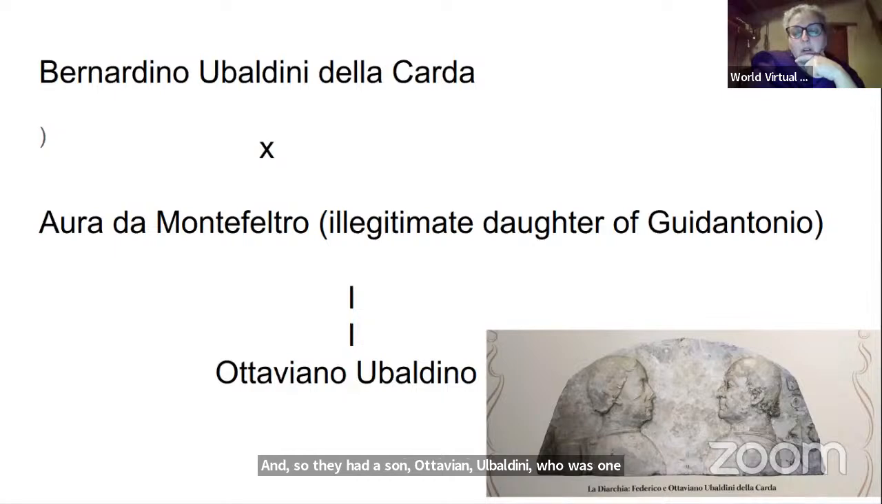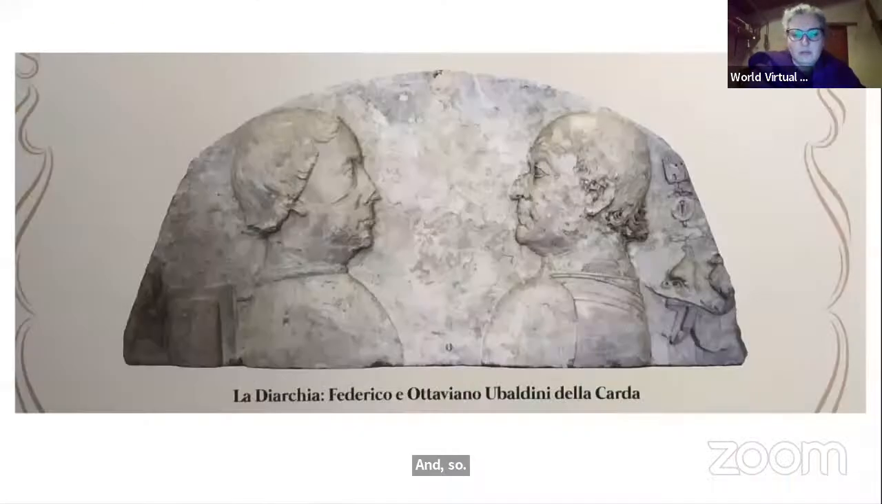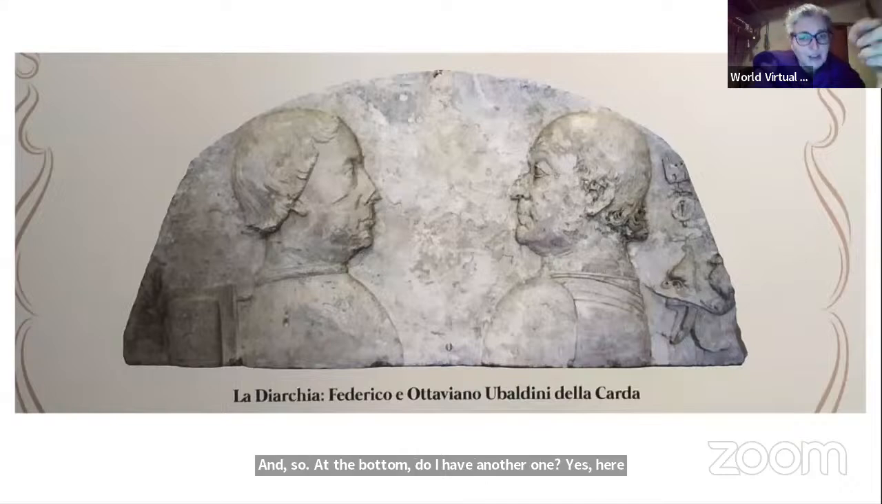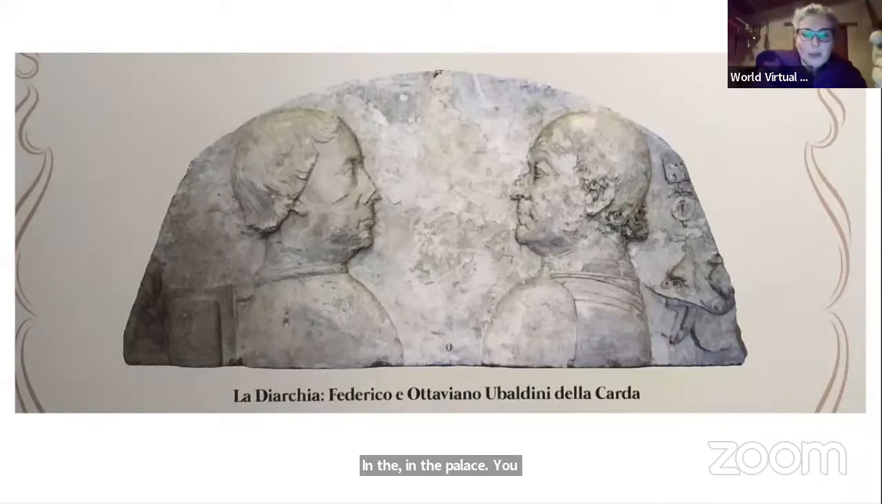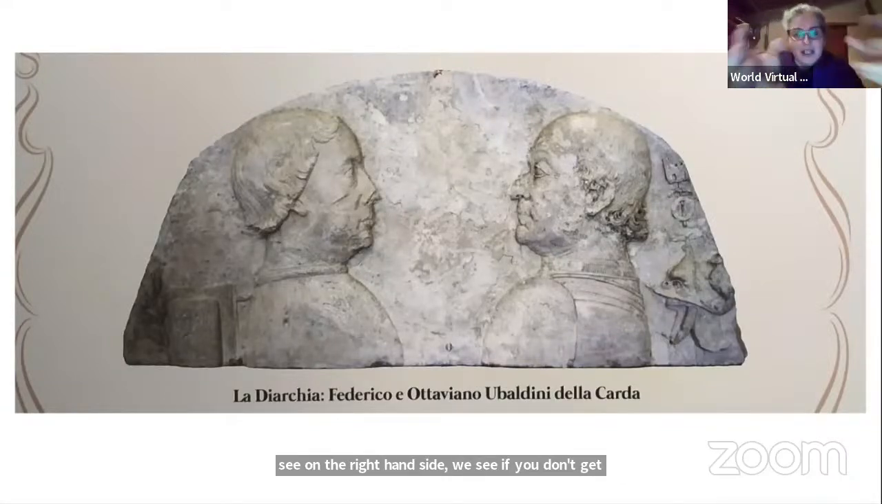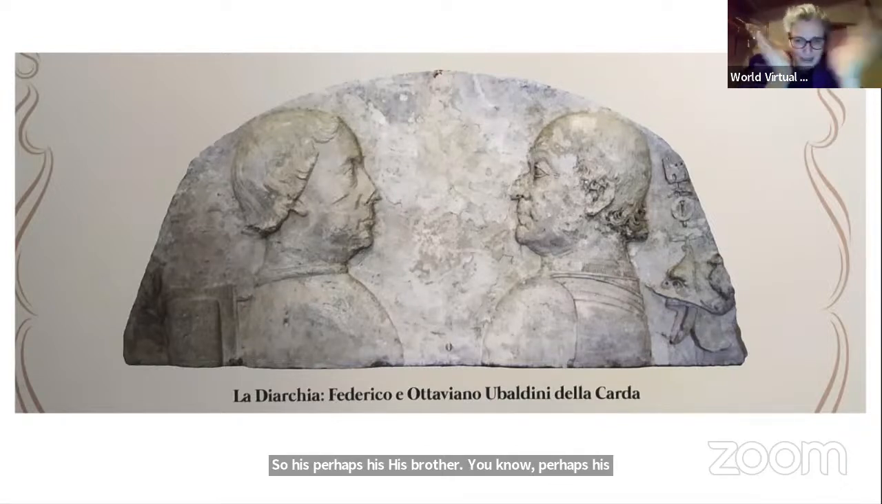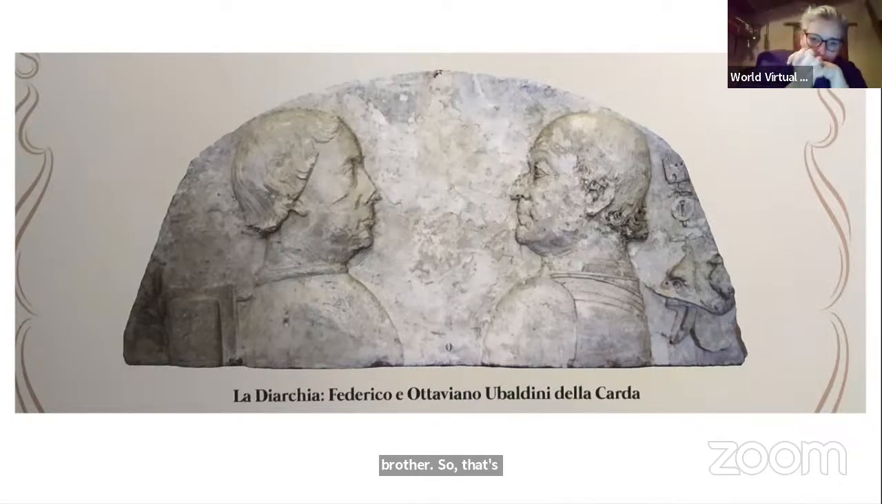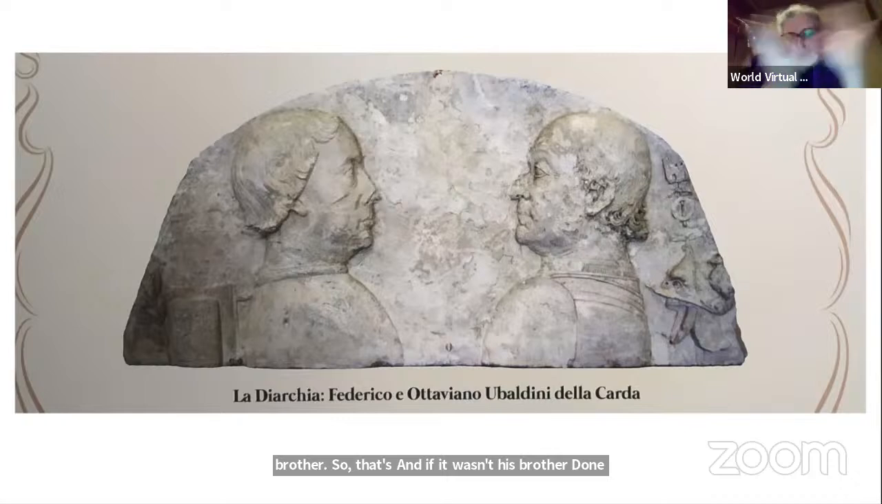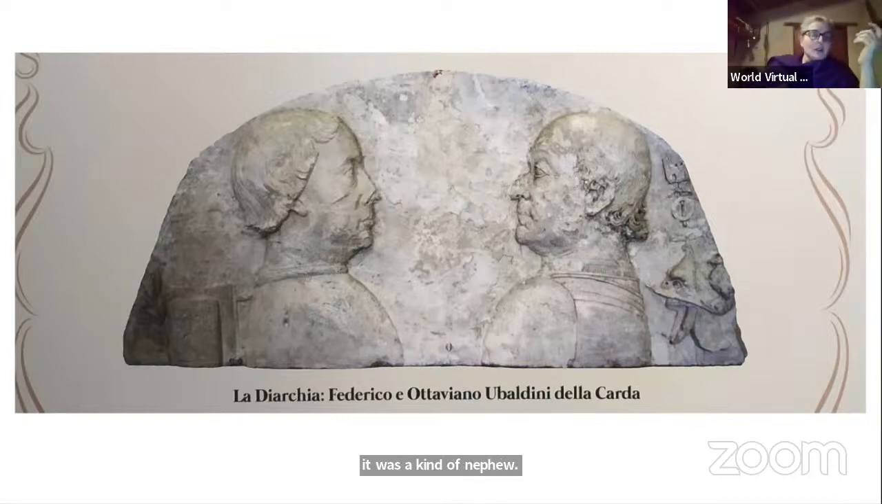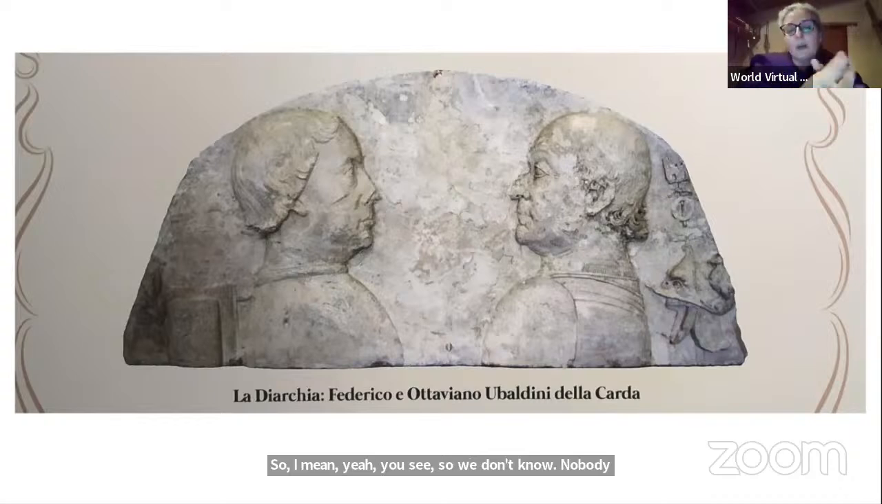And so at the bottom, do I have another one? Yes, here in the palace you can see this sculpture. On the right-hand side we see Federico da Montefeltro, and on the left we can see Ottaviano Ubaldini della Carda. So perhaps his brother, and if it wasn't his brother, then it was a kind of nephew. Nobody really knows. But in any case, this Ottaviano on the left will remain, let's say, the political branch of Federico in the palace.